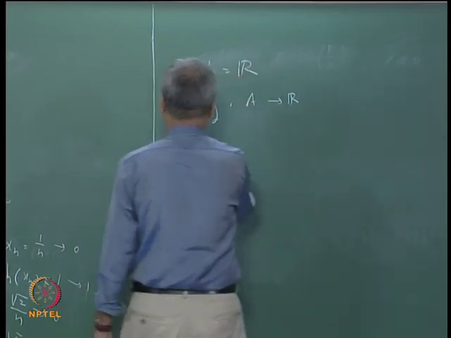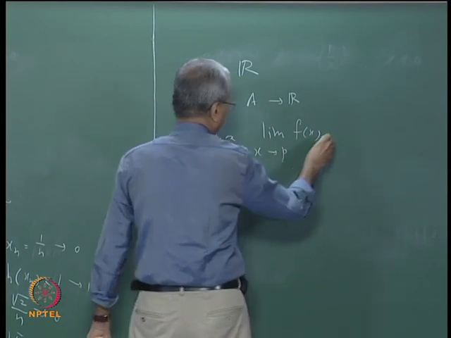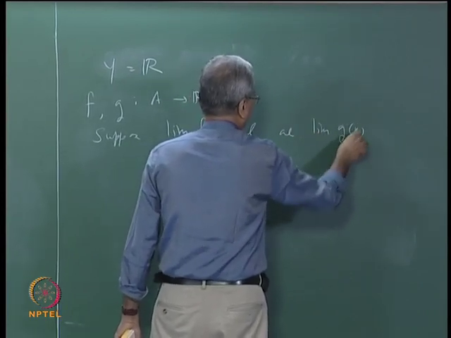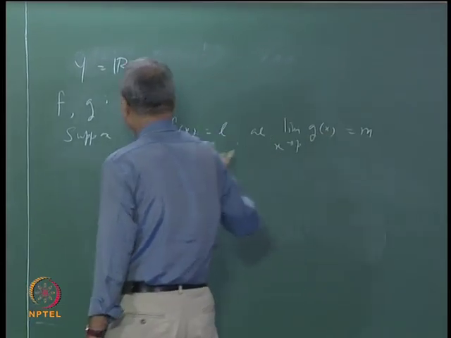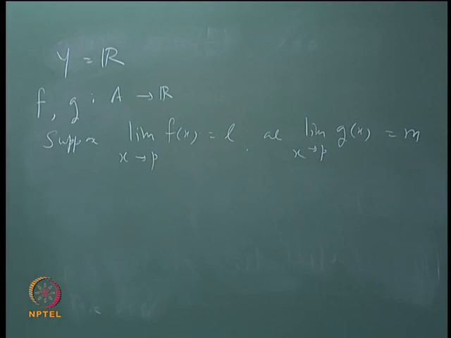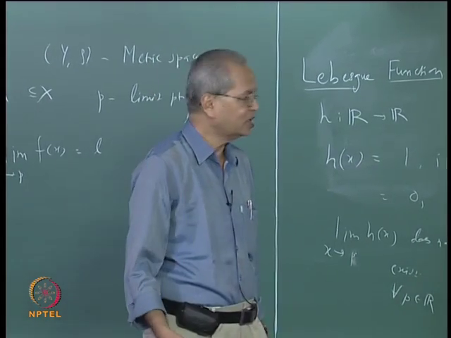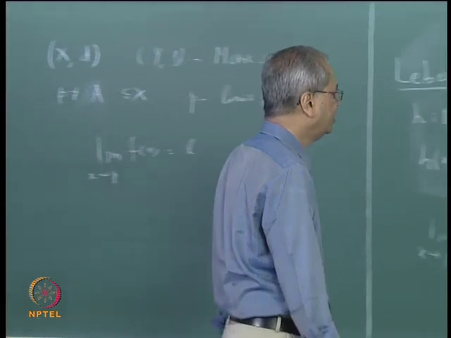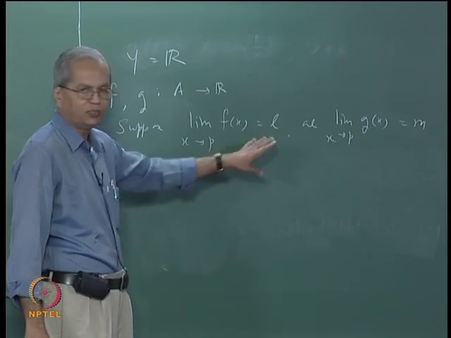Suppose the limit of f(x) as x tends to p is L, and the limit of g(x) as x tends to p is some value m. Of course, remember L and m now are real numbers. f(x) and g(x) are real valued functions; their domain may not be R, they can come from any metric space, but the values are in R. Once the values are in R, we can talk of f plus g, f into g, f by g and things like that. What we want to say is that if the limit of f(x) is L and the limit of g(x) is m, then the limit of f plus g is L plus m, etc. So that is the theorem.